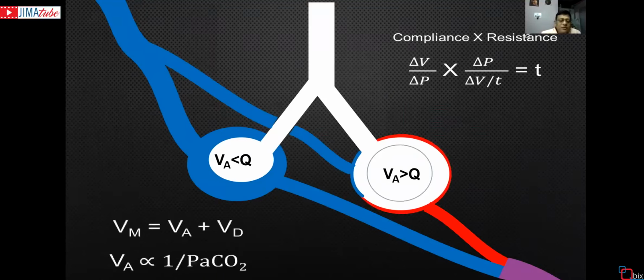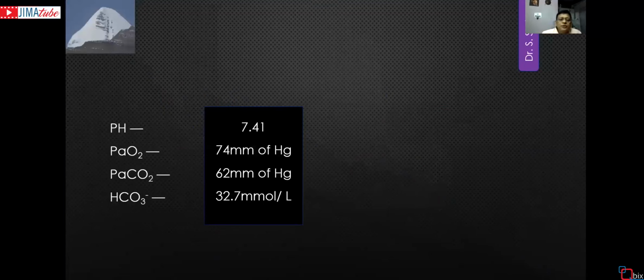We know that minute ventilation is equal to alveolar ventilation plus dead space ventilation. And as dead space increases, alveolar ventilation decreases. And as alveolar ventilation decreases, carbon dioxide level rises. So in case of COPD, what do we expect? We expect hypoxia, we expect a raised carbon dioxide level, and as it is a chronic process, bicarbonate will increase, and as a result, pH will be near normal.